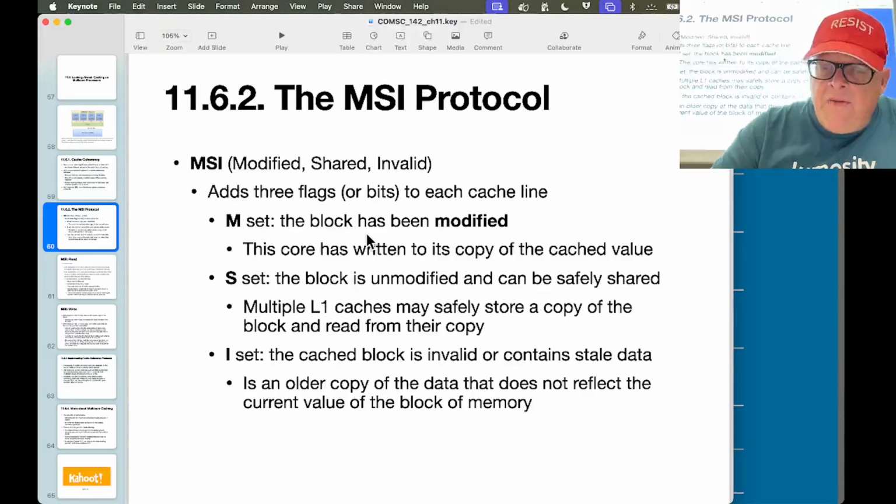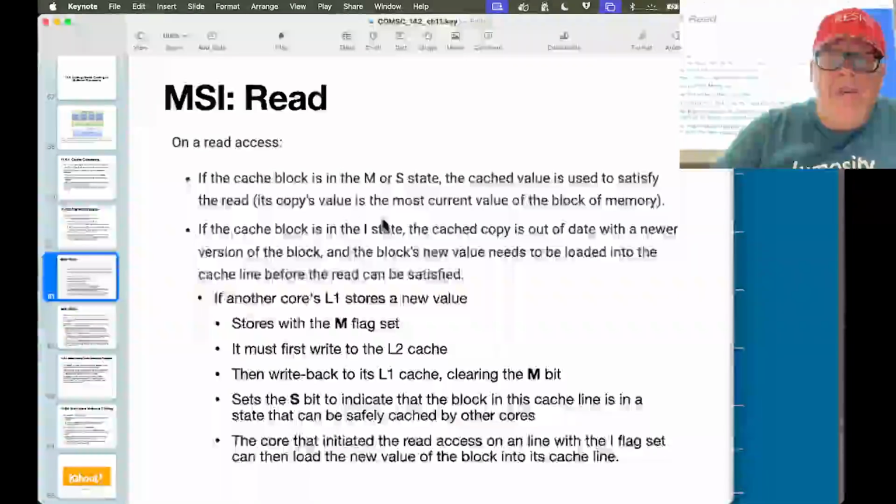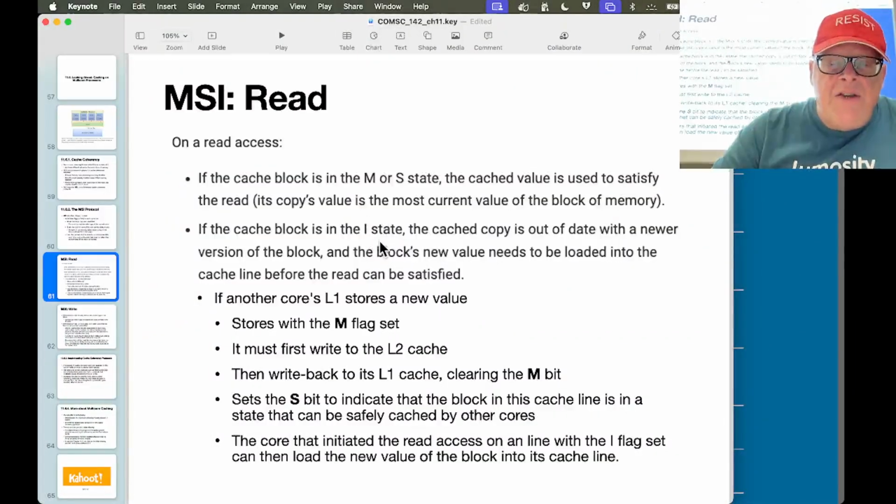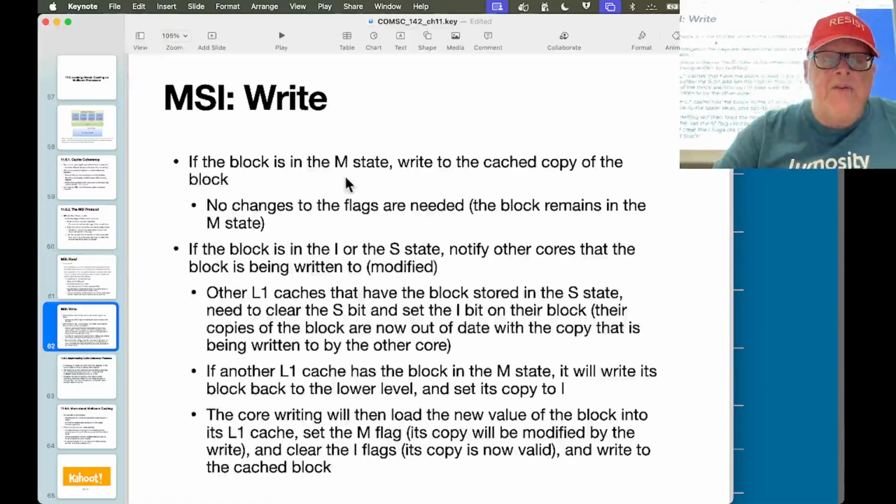So if it has been modified, then you have the latest copy. If it's unmodified, you also have the most recent copy, so then you can use it to read. If it's in the invalid state, the cached copy is out of date, and so now you're going to have to find the new value, find another core that has it in one of the other states, and copy it over before you can use it. If the block is in the modified state and you're writing, then you write to the cached copy of the block. If it's in the invalid or shared state, then you have to notify the other cores that you're about to write to it, and they're all going to have to set the invalid bit on their block so they know that their copy of data is no longer valid.